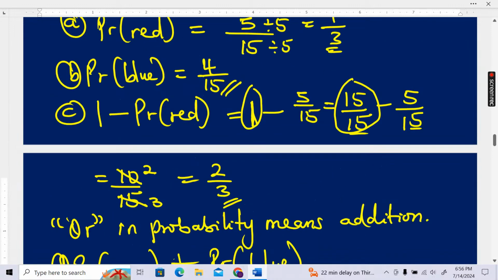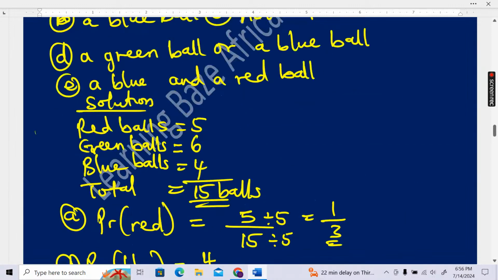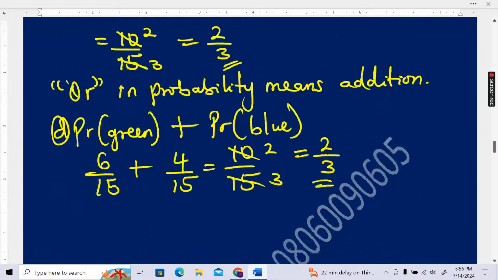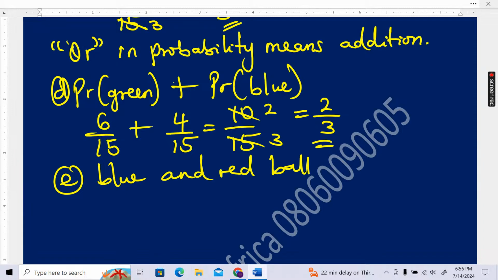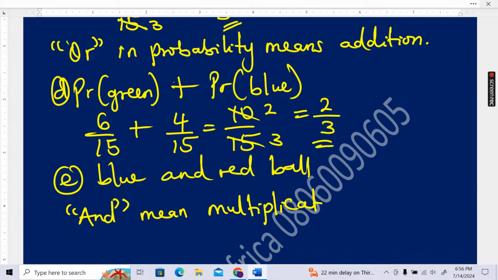Now, the next question says, what is the probability that it is a blue and red ball? Now, in probability, and means multiplication. Everybody type it in the comment section. And means multiplication.